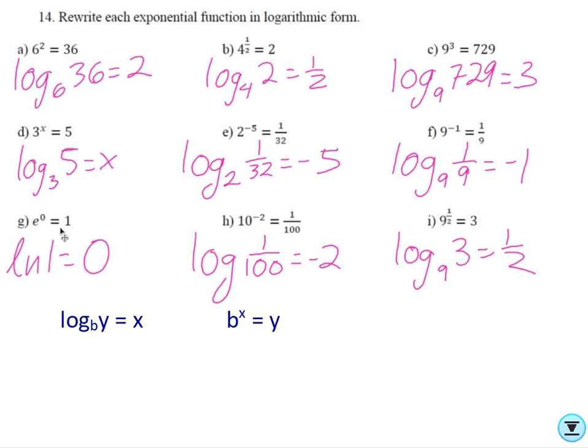Here, e to the 0 is 1. Remember, it's base e. That means the log is ln. That is log base e. So ln of 1 is 0. 10 to the negative second power is 1 over 100. When it's base 10, we don't need to write that, so just log of 1 over 100 is negative 2. And then finally, 9 to the 1/2 is 3. That is the same thing as log base 9 of 3 equals 1/2.